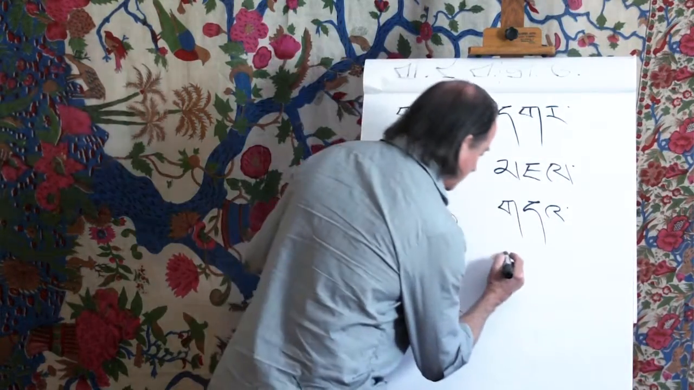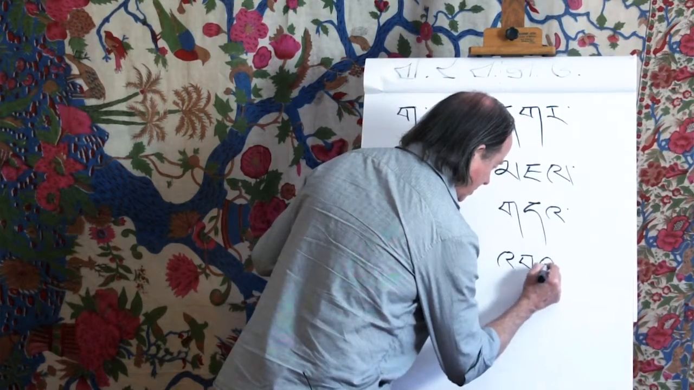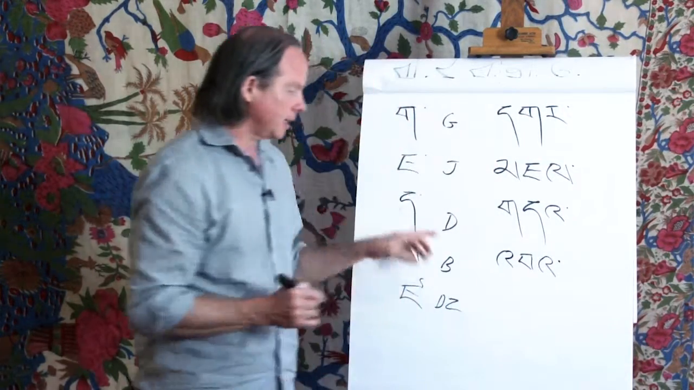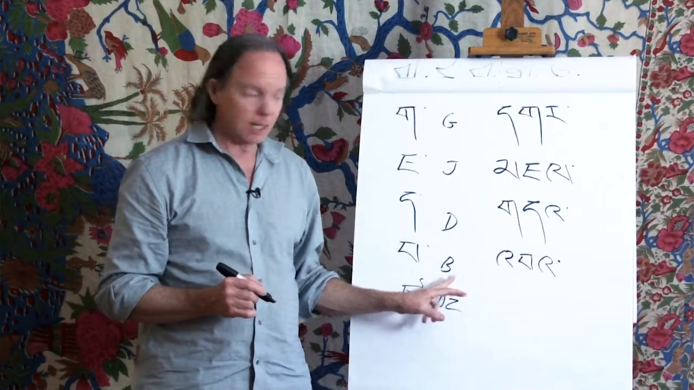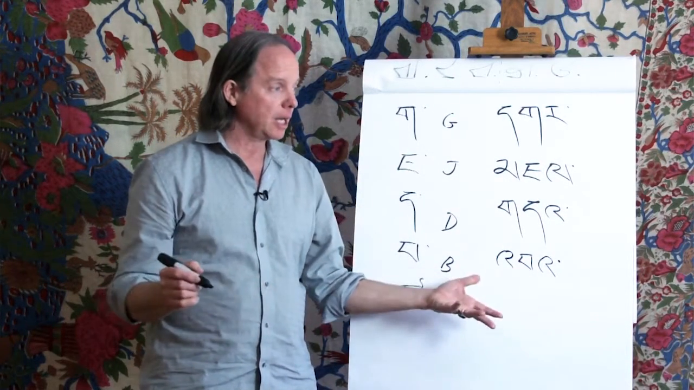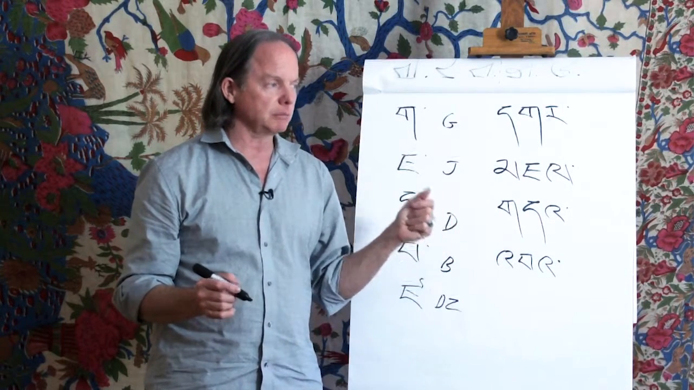Okay, let's do this one. Say ao. Ba, ba. Okay, ba. This ba means one and only. Bashik means one and only.